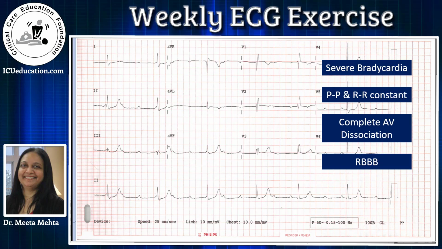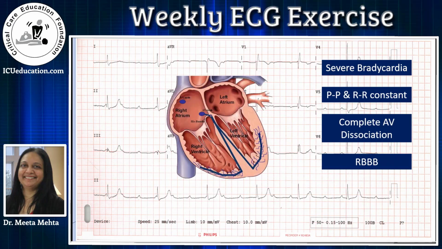If I have to explain exactly what happens in the heart, you see the impulse begins at the SA node and after depolarizing both the atria, it goes to the AV node and further travels to depolarize both the ventricles. In complete heart block, there is no transmission of this impulse from atria to ventricles. So the atria beat on their own and the ventricles beat on their own.